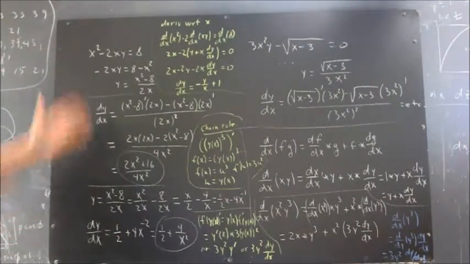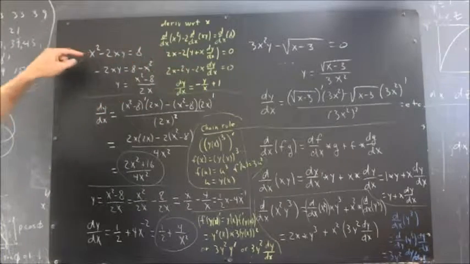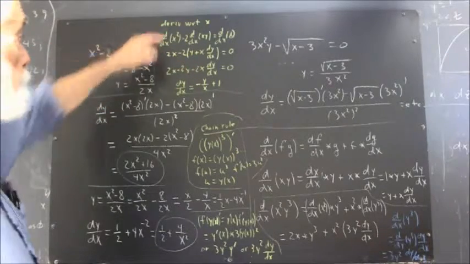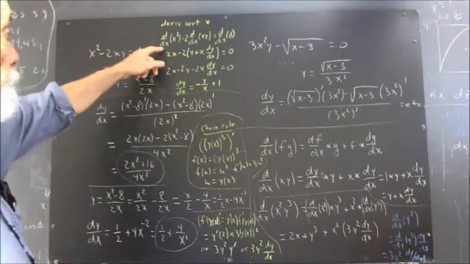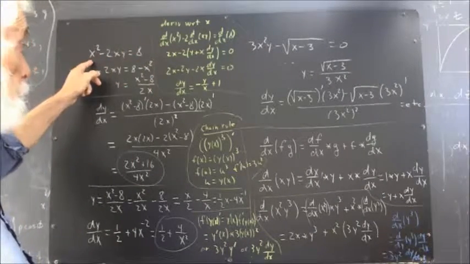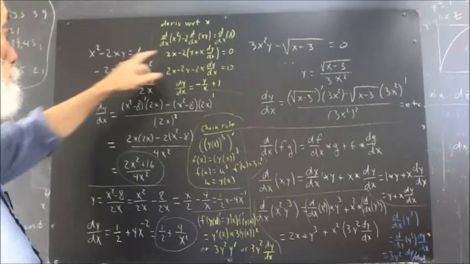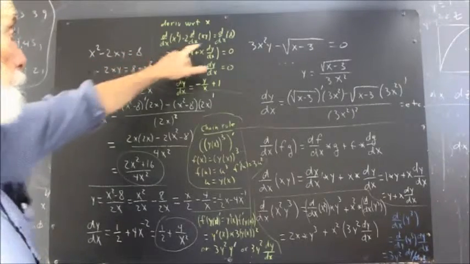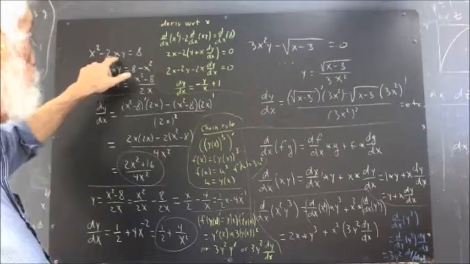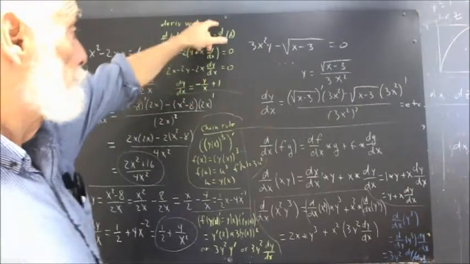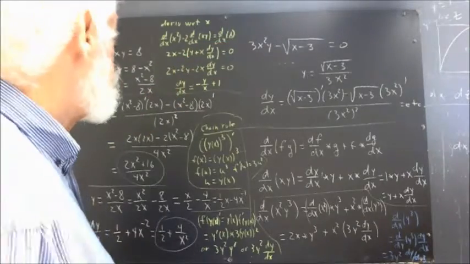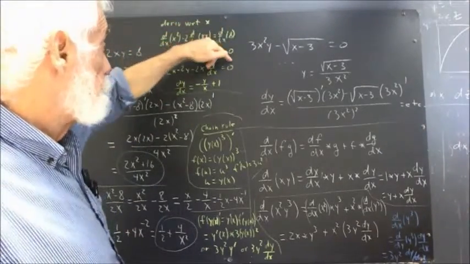We can apply that to an equation. If we take the derivative with respect to x of both sides of this equation, what do we get? We get the derivative with respect to x of x squared, that's here, minus 2 times the derivative with respect to x of xy. That's from the negative 2xy. And that's going to be equal to the derivative with respect to x of 8. Now, derivative of 8 is 0.